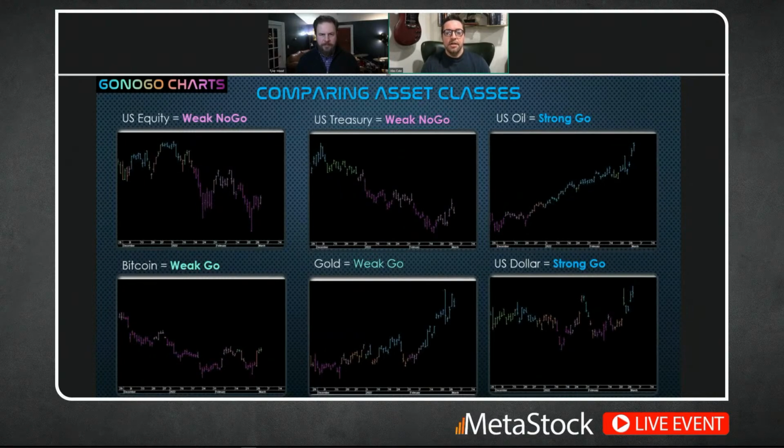And you can just take a chart like this. You can create a multi-layout in MetaStock, and you can put the GoNoGo trend on a bunch of charts to give you a representation of what's happening around these major asset classes. So U.S. equities, yes, it's a no-go. It's been in a no-go. It's setting lower lows and lower highs as it moves through this no-go trend. Treasuries, same thing. All treasury prices, this is not rates. Treasury prices also moving lower.